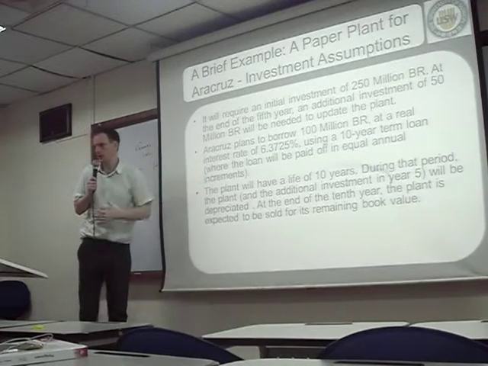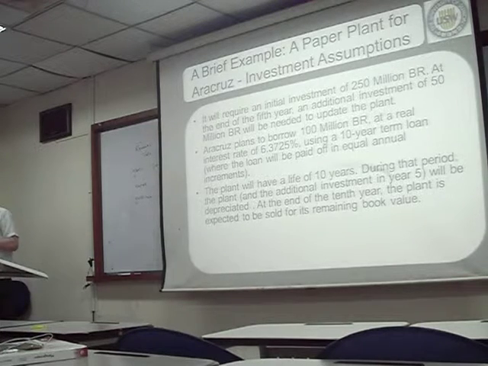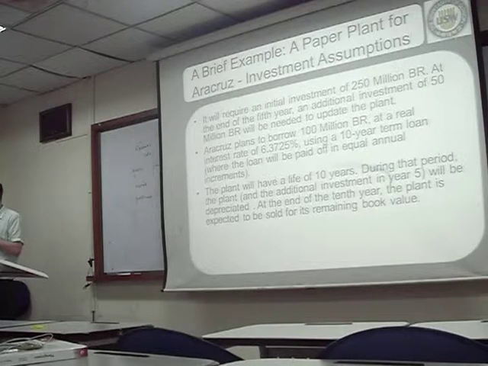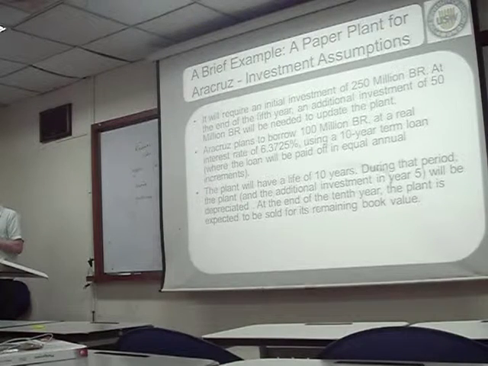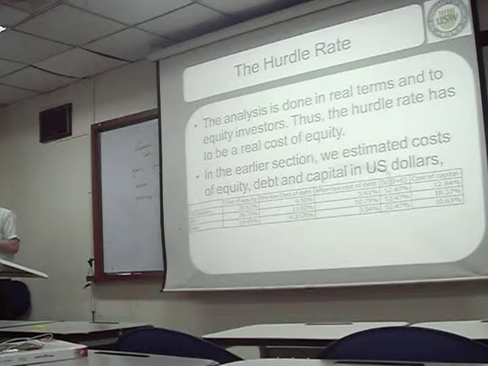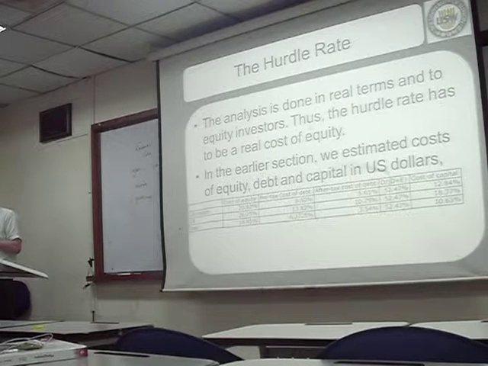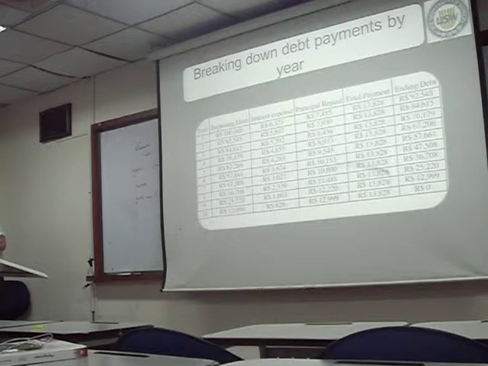The plant will have a life of 10 years. So they think the factory will just last for 10 years. Maybe after 10 years, there will be some new technology or new machinery for manufacturing paper. So we won't need it. So we're going to sell the factory at the end of the 10th year. Okay? So in this case, we can do the example for just doing the calculation for equity investors. So the hurdle rate is the cost of equity, okay, instead of the cost of capital.